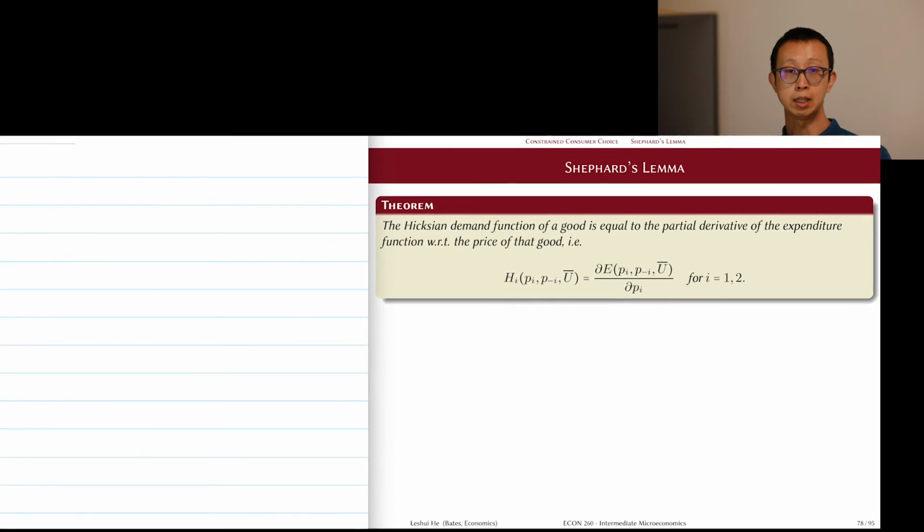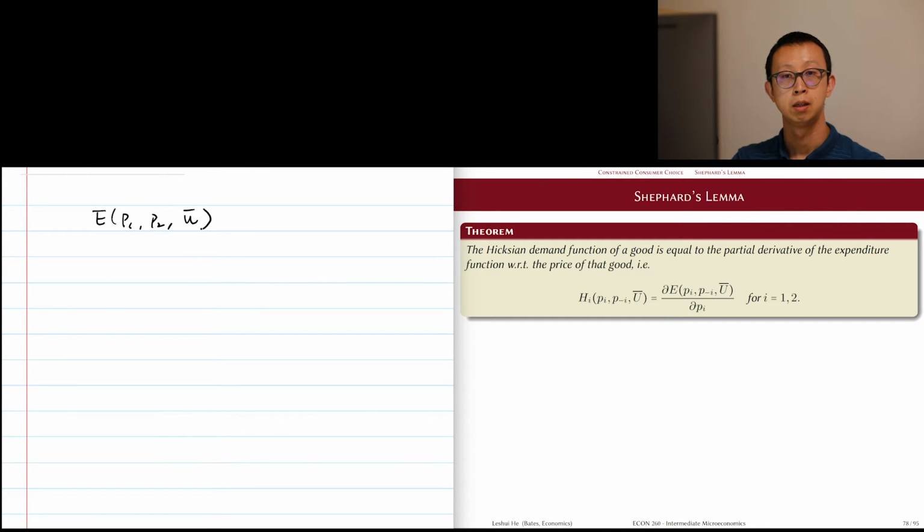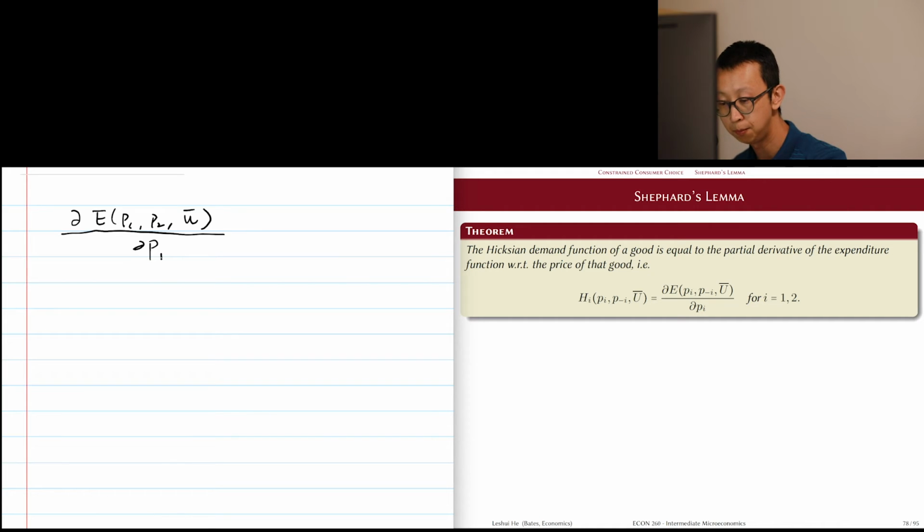An expenditure function E is a function of the prices, P1, P2, and the target utility level of u bar. Shephard's lemma simply says that if we take a partial derivative of the expenditure function with respect to P1, we'll get the Hicksian demand for good 1. So according to Shephard's lemma, if we take a partial derivative of the expenditure function with respect to P1, we will recover the Hicksian demand for good 1, which is again a function of P1, P2, and the target utility level of u bar.